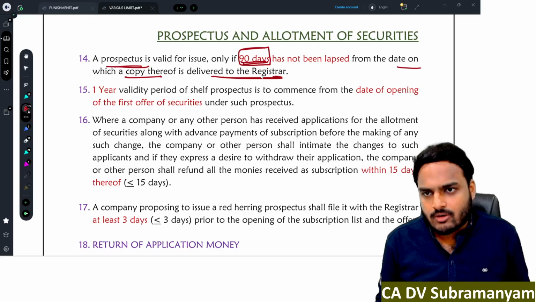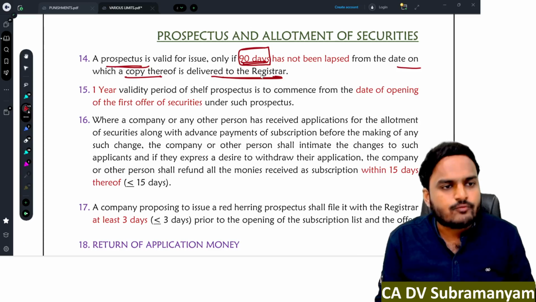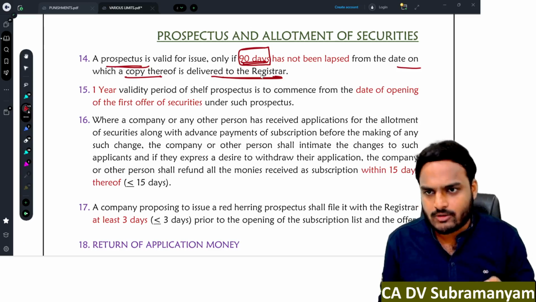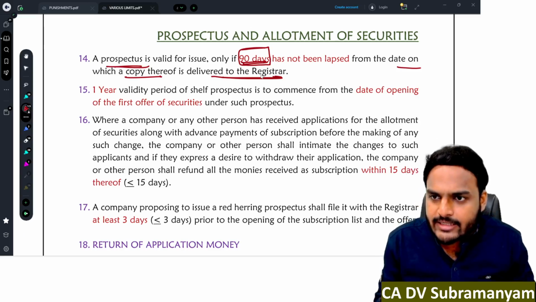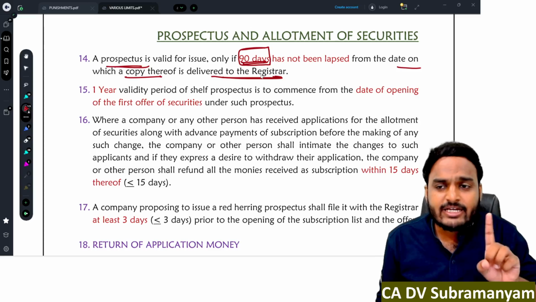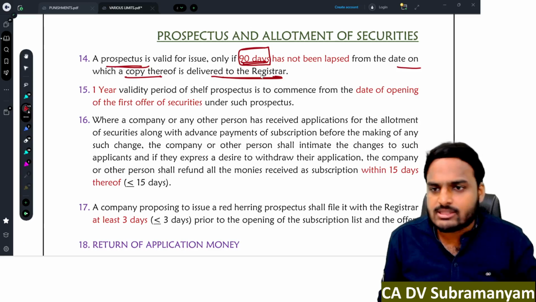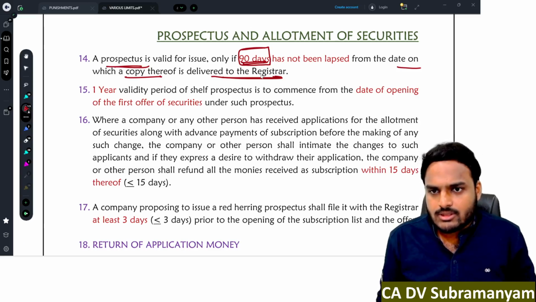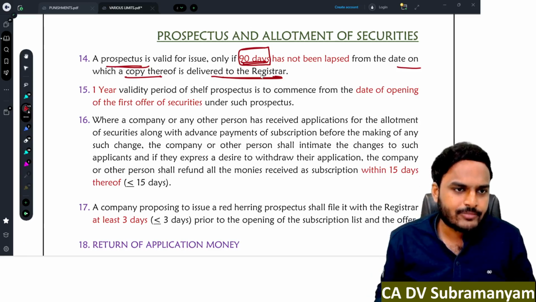delivery to the registrar. As you all know, before publishing prospectus, every company has to file a copy of prospectus with registrar. So from the date of filing, the prospectus generally will have a 90 days validity period. It's not 90 days from date of publication. It's 90 days from date of delivery to the registrar. Understood? After expiry of 90 days, the prospectus will lose its validity period.